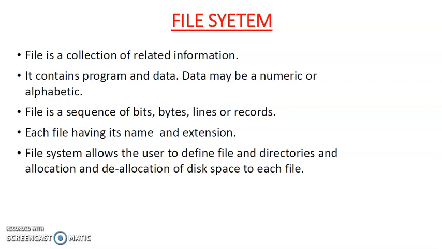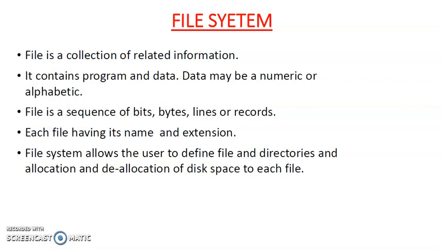Allocation means you can access the data or you can access the information. And deallocating the disk space means you can free up the memory or free up the disk space. So a file contains a sequence of bits, bytes, lines or records. So each file has its name with its extension.